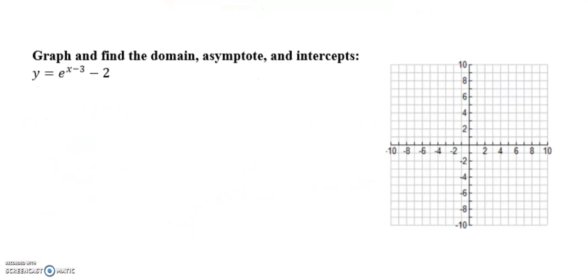Graph and find the domain, asymptote, and intercepts. So I want you to do this one just like we did on the last, except I'm going to have you notice that your parent function this time is not the natural log. It's the natural exponential, e to the x.